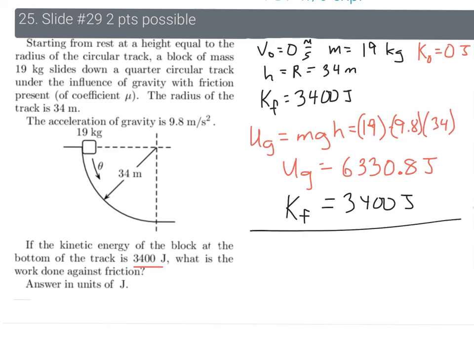And the answer to that is it went to the work that was done by friction, or the work done against friction. So all I have to do is just subtract those two numbers, and the remainder, what's left over, what's missing, my 2,930.8, that's my answer.